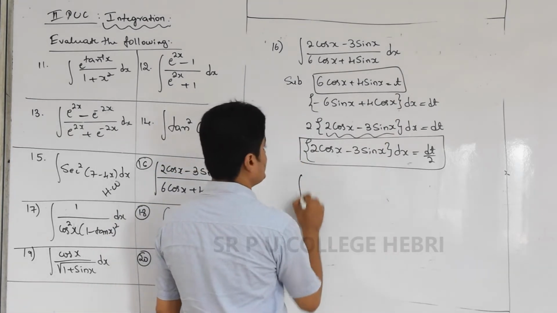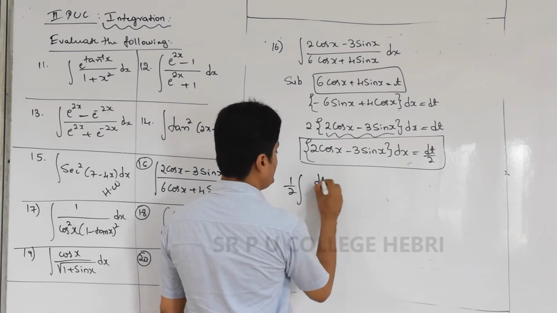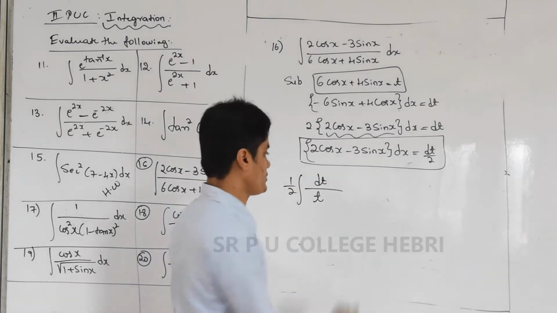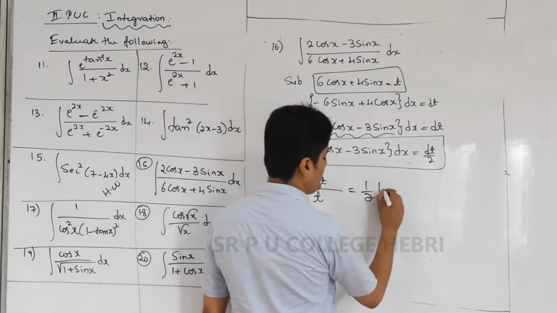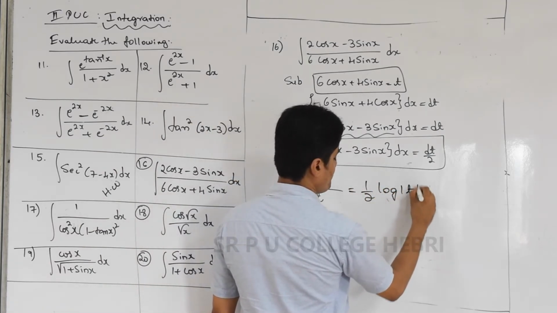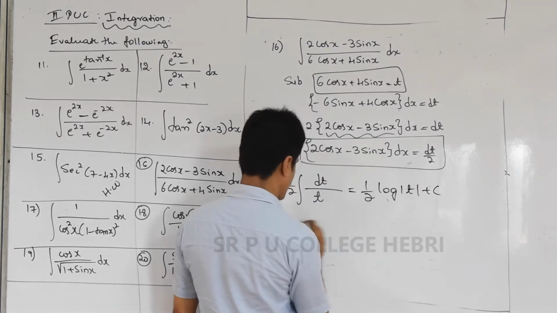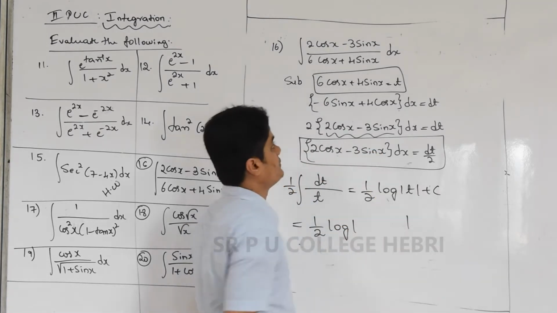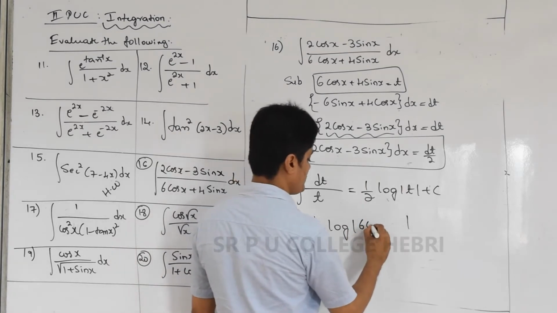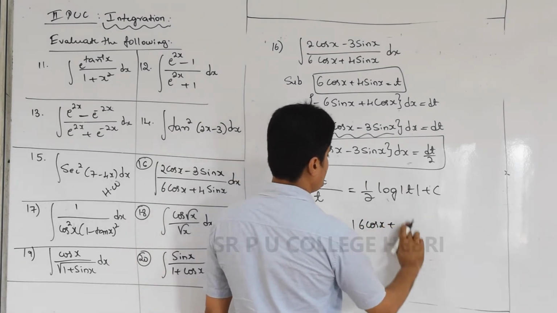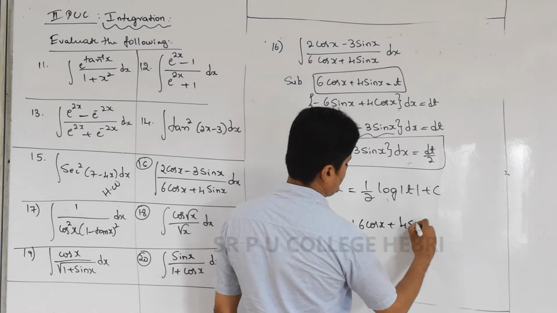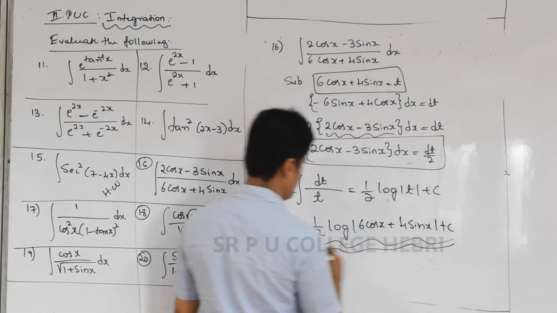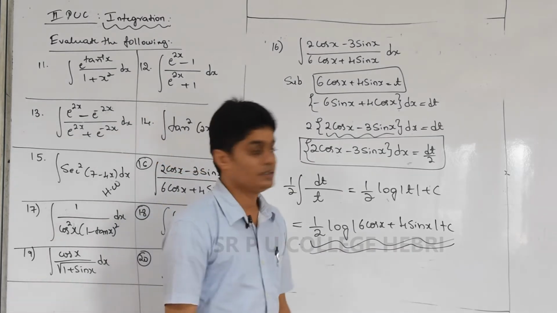So what does the numerator become? 1 by 2 into dt, and the denominator is just t. And you know the integration of 1 by t is log t, so the integration is also over. But don't stop your work here, because the final answer must be in terms of x. What is t here? 6 cos x plus 4 sin x, plus c. So this will be the final answer. Did you understand? I hope you understood.